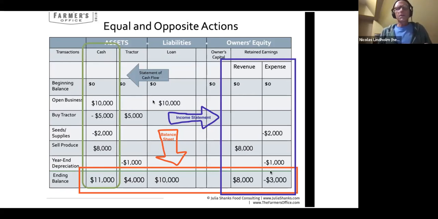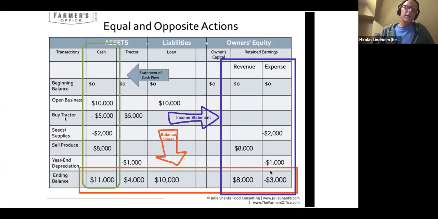So looking across, you have columns of your assets, your liabilities, and then your equity. And so if you get a loan for $10,000, that would be a liability. You owe the bank $10,000. But at the same time, on that same day, you have $10,000 in your checking account. So that's an asset. You have $10,000 in cash, but you still owe $10,000.